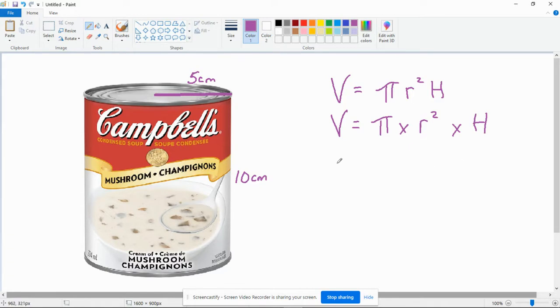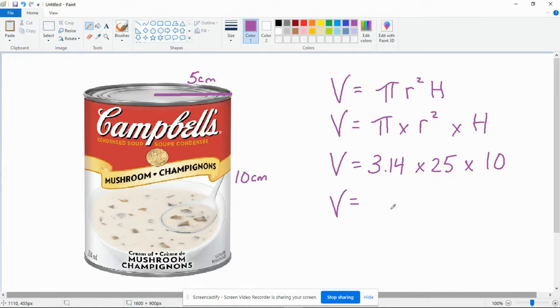So if we start filling in the numbers here, volume is 3.14, because that's pi, times radius squared. Here's the radius. Squared would be 25. Hopefully you just saw what I did there: 5 times 5 is 25. Times height, which is 10. And then we just do the math here. Volume equals 3.14 times 25.